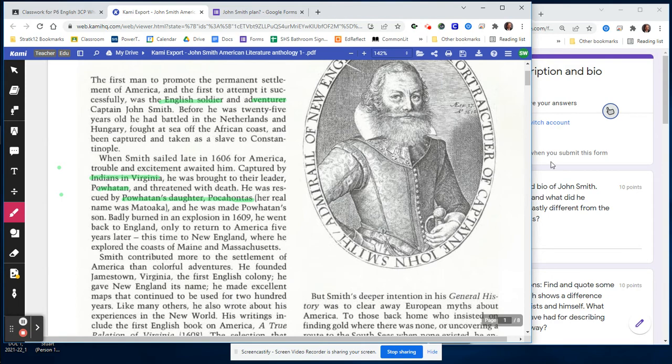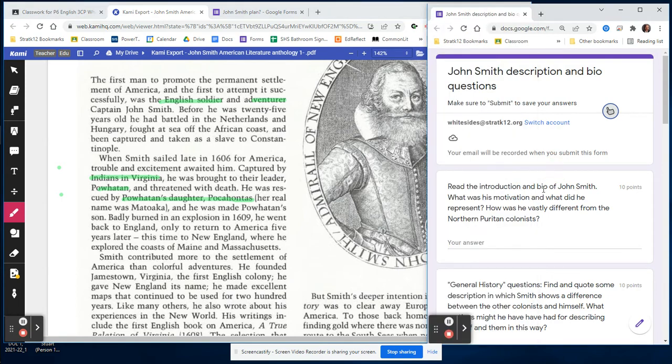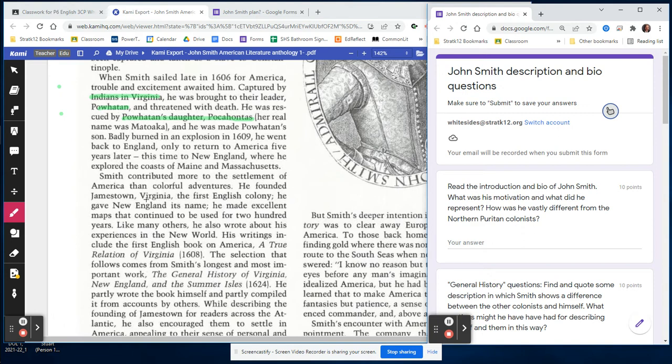So if we're doing the questions while we're at this, we've read part of the bio of John Smith and what's his motivation and what did he represent. We notice he's an adventurer, he's a soldier, he's an explorer. All right, we noticed that already. There's more, but wait, there's more.